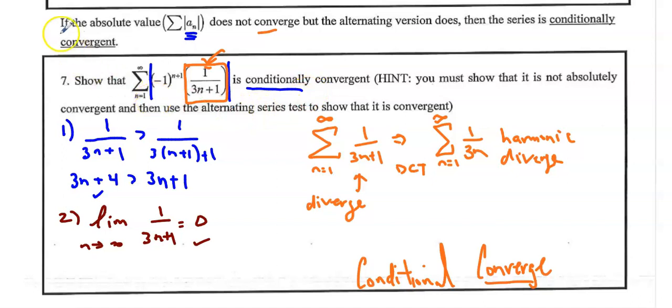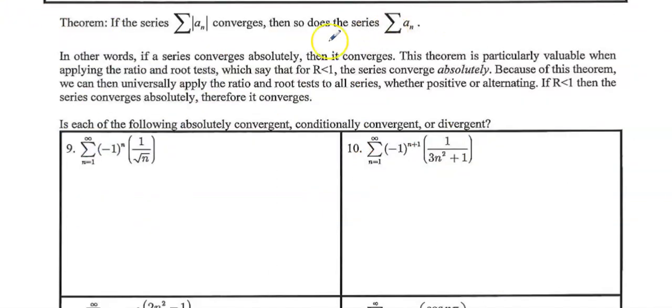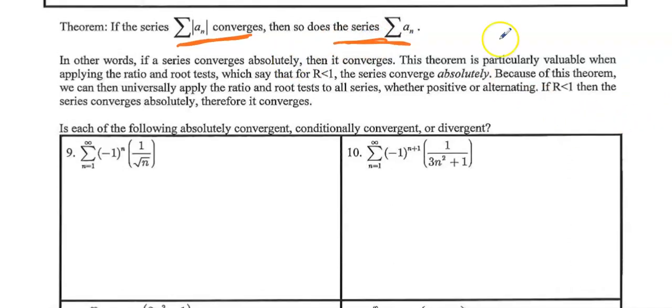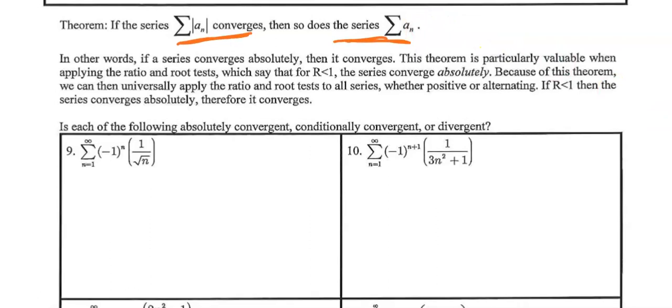All right? So moving on for a second, what I was just saying holds very true: if the absolute value series converges, then so does the series a sub n. We just talked about that a little bit. And this would be an absolute convergence problem.